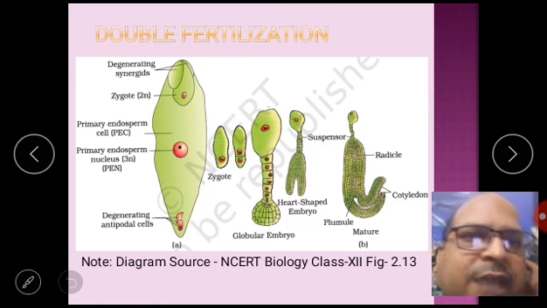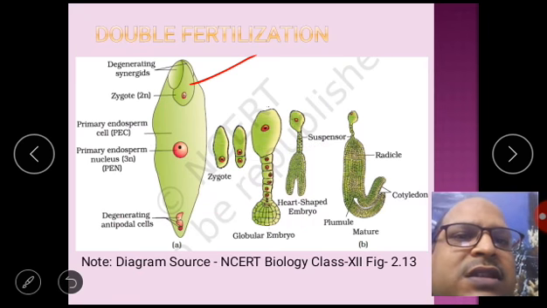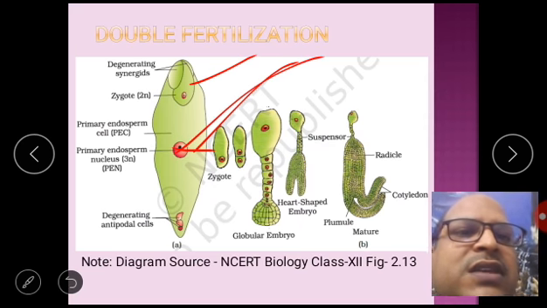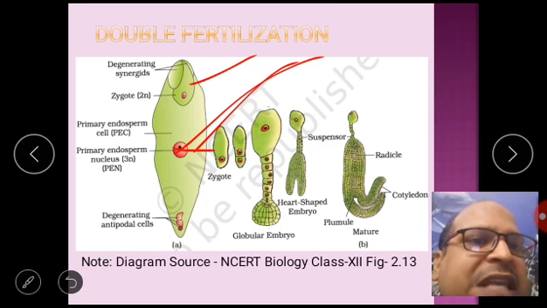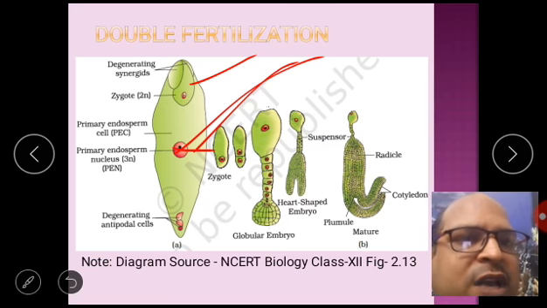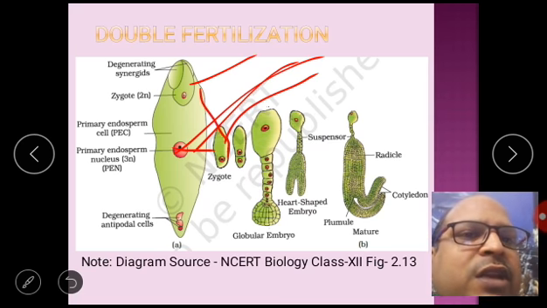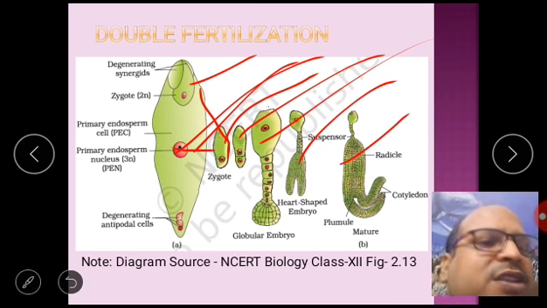This is shown in the diagram. What is going on here? Just see. This is the zygote, and this red colored thing is the primary endosperm nucleus. First you see the zygote only. Here this is the zygote, which has a single diploid nucleus. This zygote undergoes division, so a two-celled condition will be found, then such type of condition, and then such type of condition will be found.